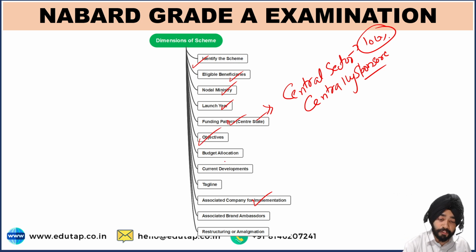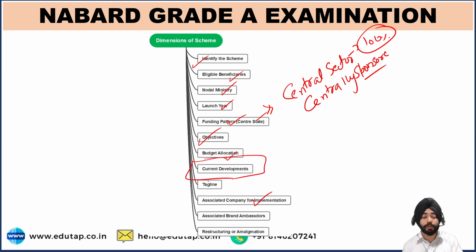Then is the objective of a scheme, the budget allocation, as I have seen in the previous slide. Schemes in budget. So here budget allocation plays a very prominent role. Then if there is any current development related to a scheme, if the scheme is being modified, or some target has been achieved under a scheme, that specific development is important.